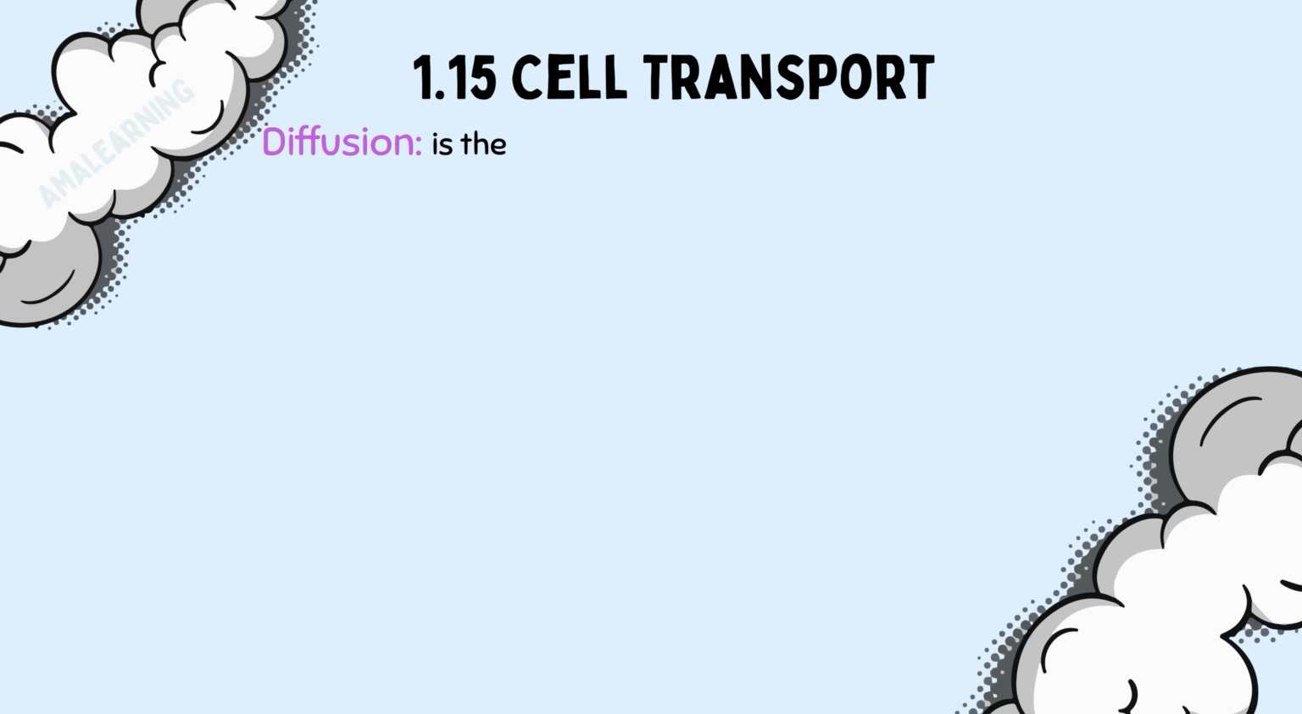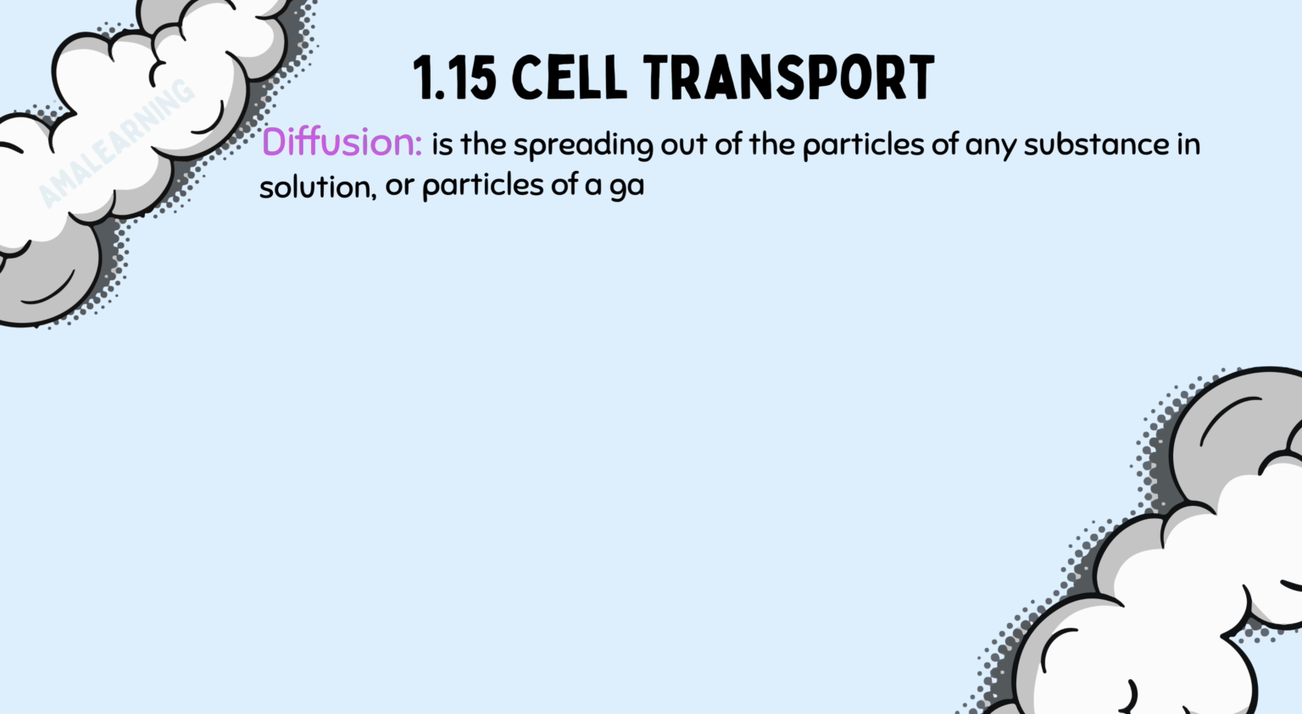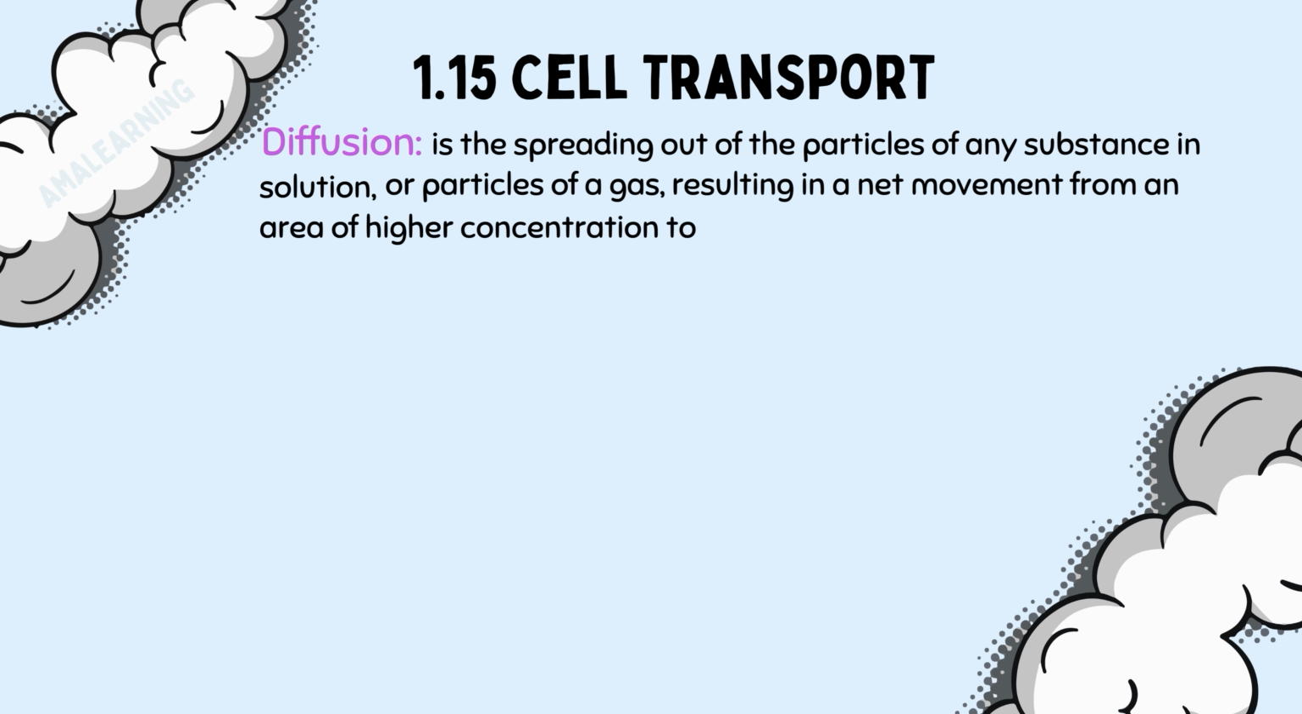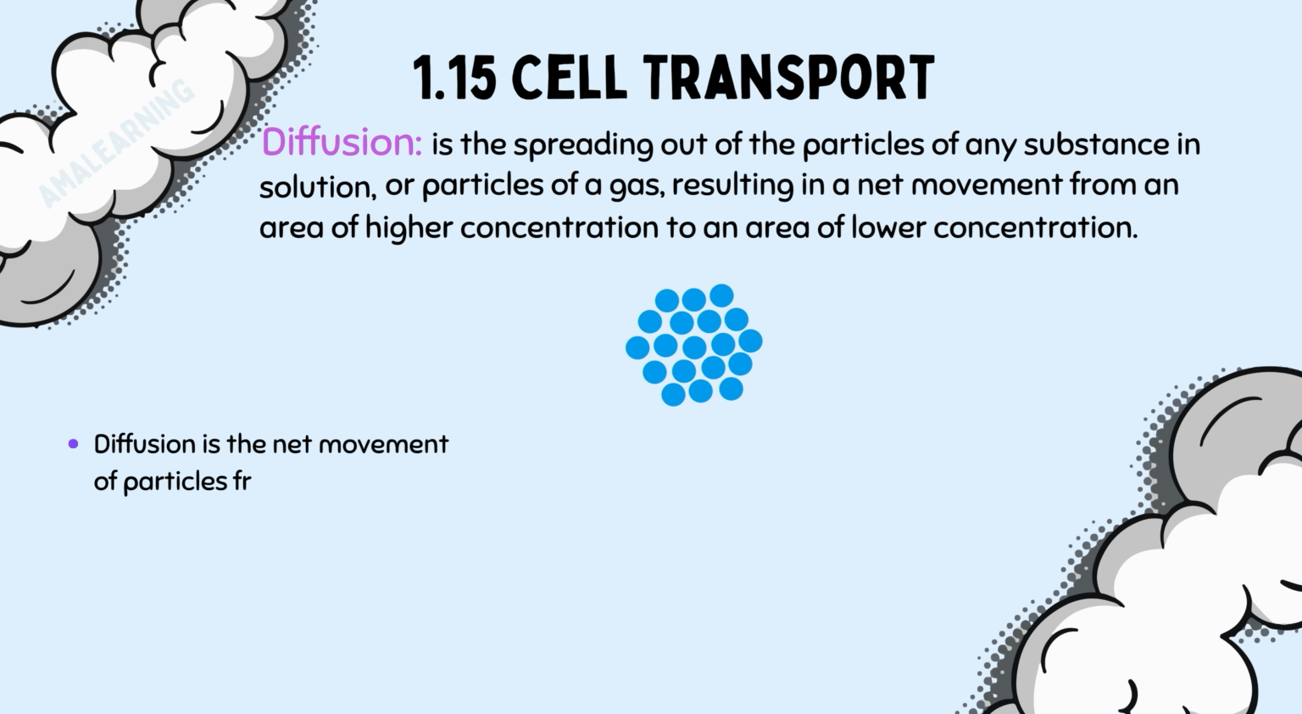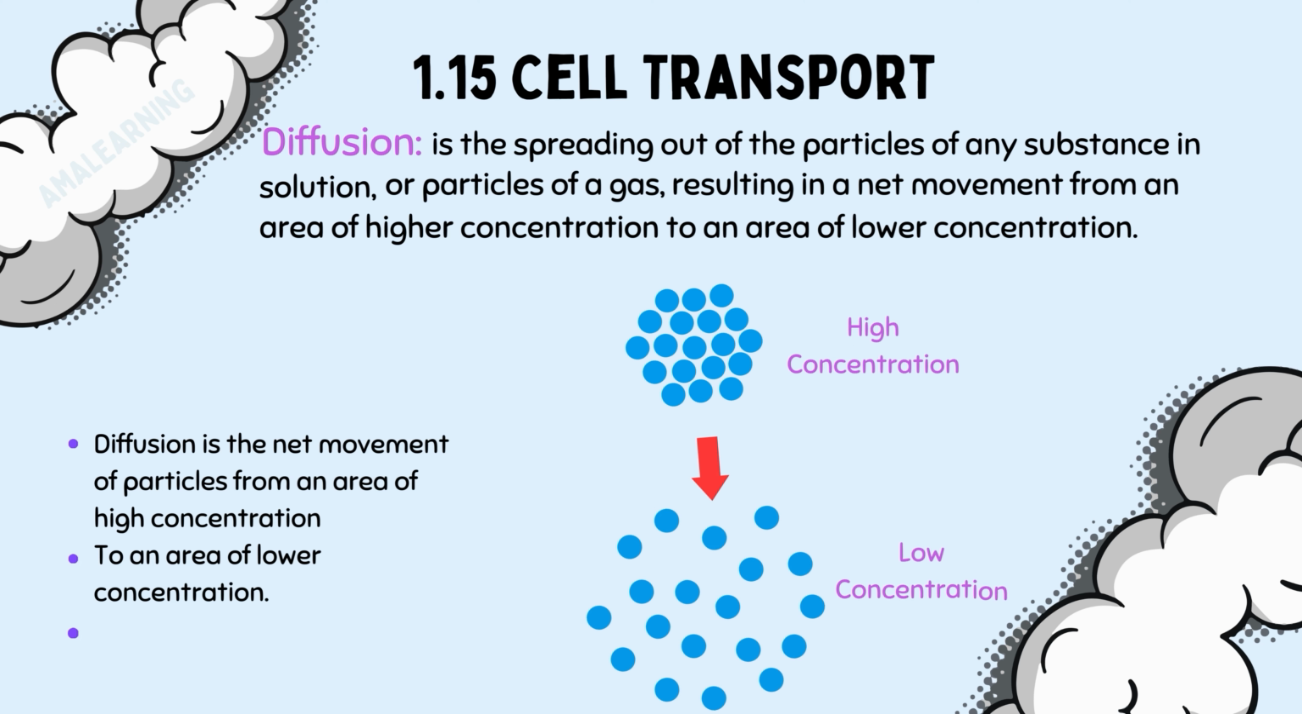Diffusion is the spreading out of the particles of any substance in solution or particles of a gas, resulting in a net movement from an area of higher concentration to an area of lower concentration. In an exam question, you will need to mention the following points to get the marks. Diffusion is the net movement of particles from an area of high concentration to an area of lower concentration. Diffusion is a passive process.